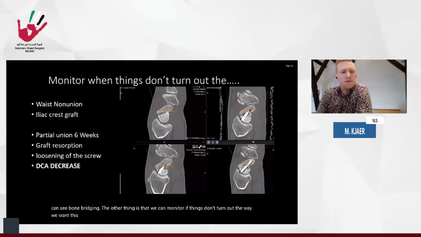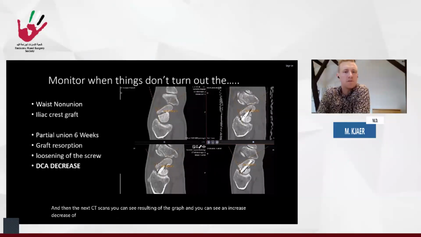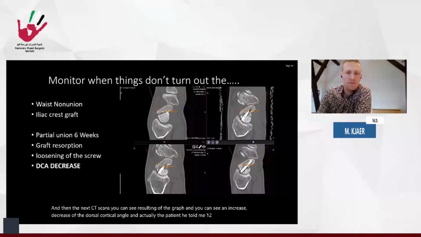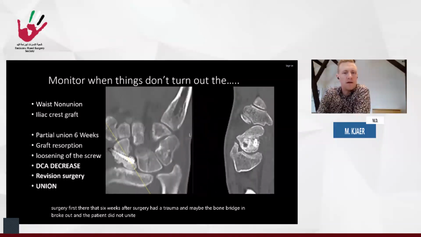This is a non-union case who was treated with open graft reconstruction. And in the upper right picture, it was 6 weeks post surgery, and he has partial union. And then in the next CT scans, you can see resorption of the graft, and you can see a decrease of the dorsal cortical angle. And actually the patient told me 12 weeks after surgery, that 6 weeks after surgery he had a trauma, and maybe the bone bridging broke and the patient did not unite. The case here eventually had revision surgery and was lucky that he united with the second attempt.